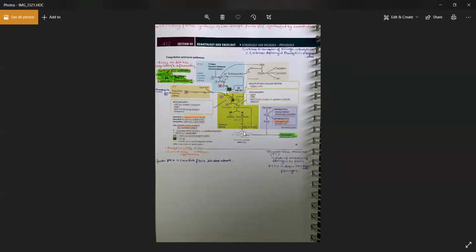So just remember the drugs, where the drugs are acting, and what they cause, either the increase in PT or the increase in APTT, right? And yeah, that would be it.